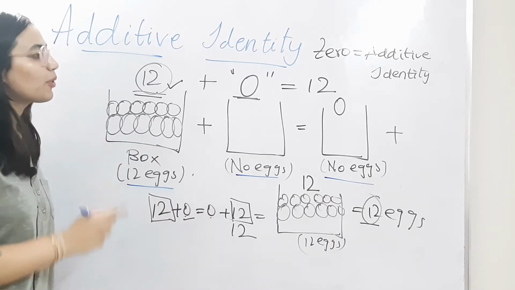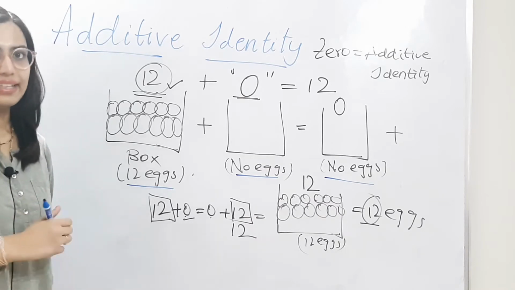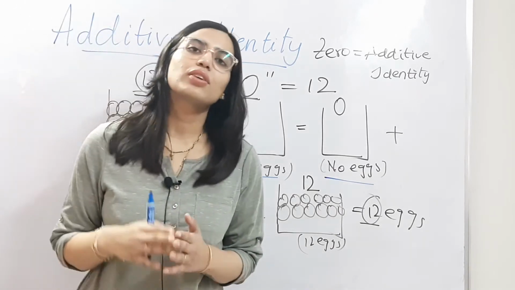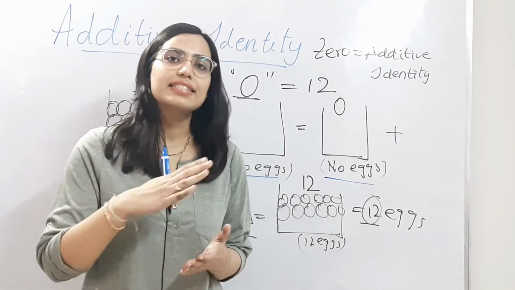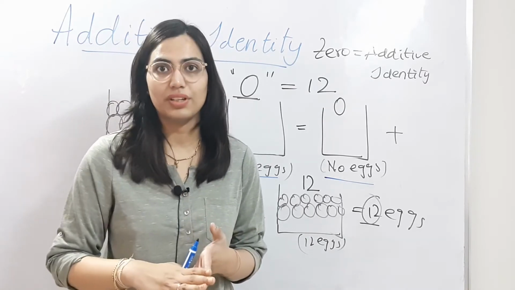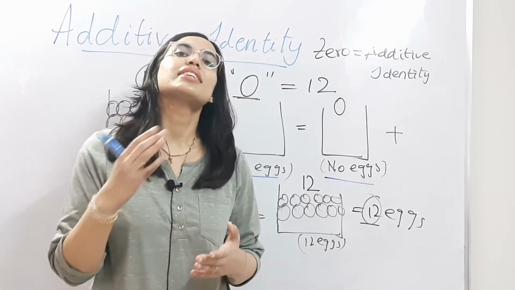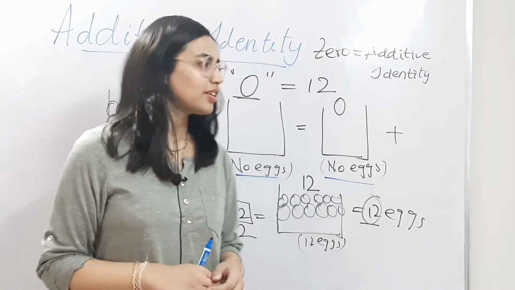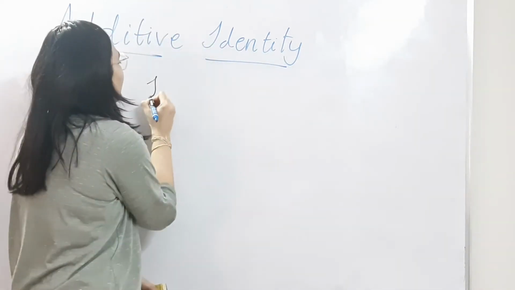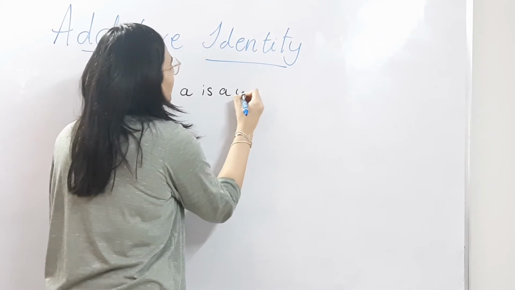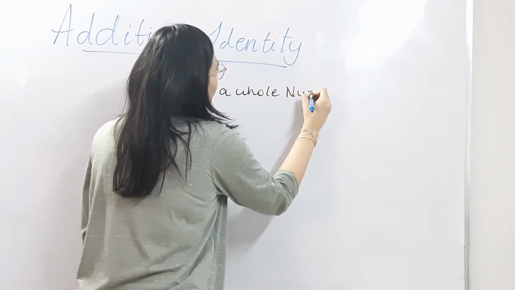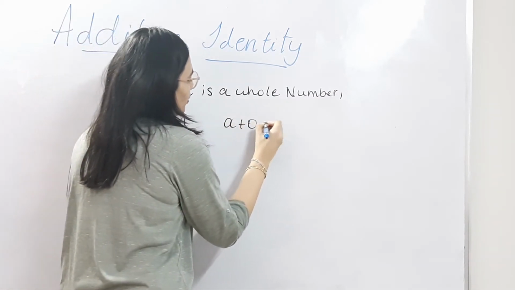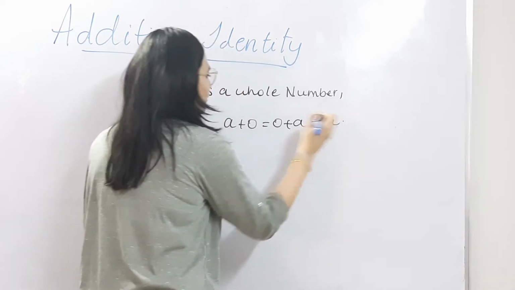This is the property called additive identity of whole numbers. That means in short, we can say that no matter what the whole number is, if we add 0 to that whole number, the value of that whole number remains the same. That means if we add 8 and 0, we'll get 8 only as answer. Okay. Now we can say that if a is a whole number, then a plus 0 is equal to 0 plus a is equal to a.